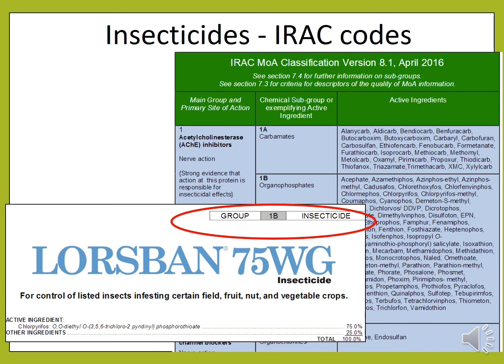The same is true for insecticides. They all have a code that's been assigned by the Insecticide Resistance Action Committee. Here is a label for Lorsban. Right at the top of the label, it tells you it's a Group 1B insecticide. If we then go look at the Insecticide Resistance Action Committee website, we can learn from that 1B is an organophosphate, and it will give you a large number of other pesticides that are within this same group.